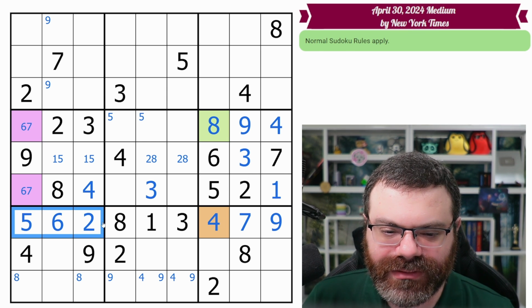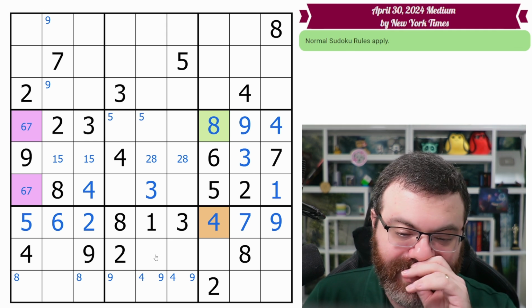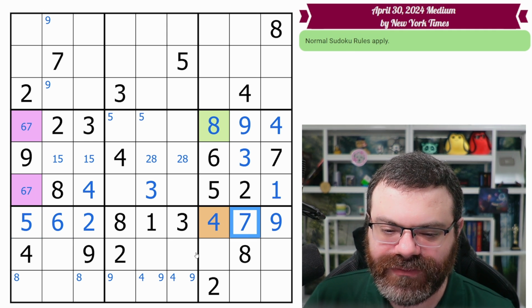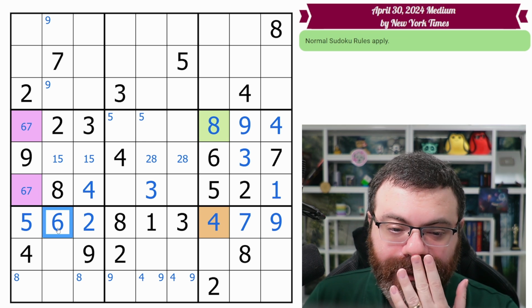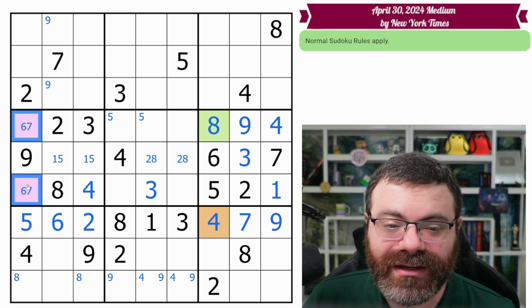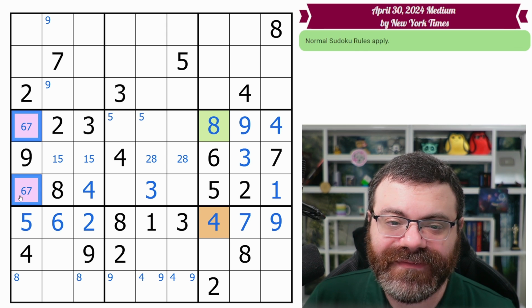But let's think about this row a little bit, or this band a little bit more. We place this 5, 6. We're going to look for buddies for that. We place this 7. We're going to look for buddies for that. We actually don't have any. I'm going to think about this 6, 7 pair a bit more, though, because if you think about it, we know where the 6 and 7 are, so we should be able to find buddies.